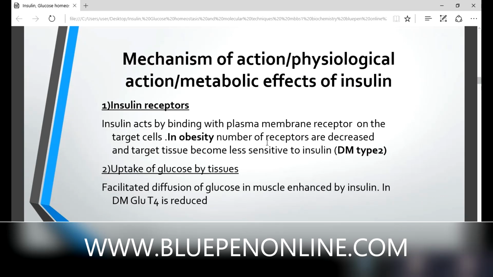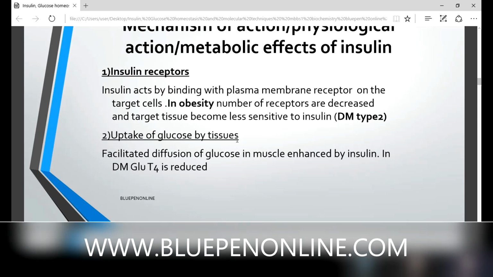Then uptake of glucose by tissue. Now we discuss the action of insulin. Facilitated diffusion of glucose in muscle is enhanced by insulin. But in case of diabetes mellitus, the particular receptor GLUT4 is reduced. The carrier protein is reduced.